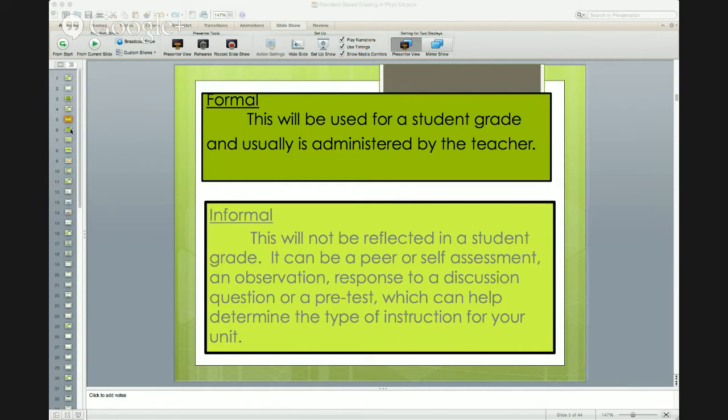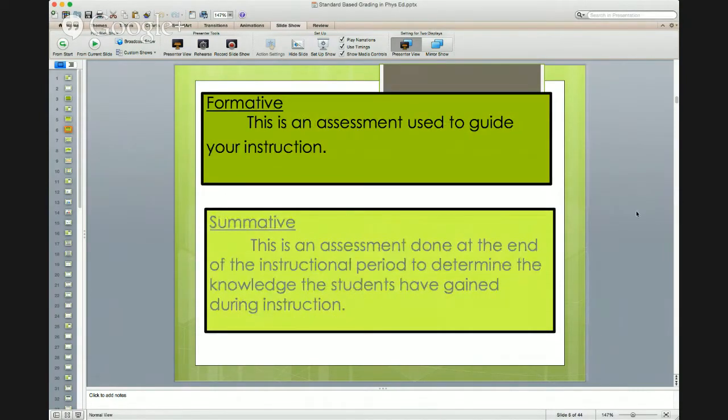The next slide deals with formative and summative. Formative is an assessment used to guide your instruction. A summative is at the end of the instructional period. During the lesson, a formative assessment would be a quick one, like using technology such as Coach's Eye, or very simple thumbs up, thumbs down. It allows you to assess student information as you go. The summative assessment is done at the end of the instructional period or end of the year, and it allows you to see what they've gained over that whole course of time, which is very important.